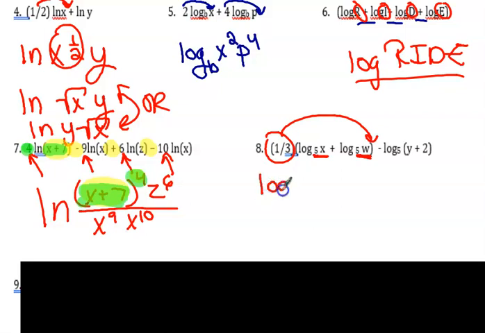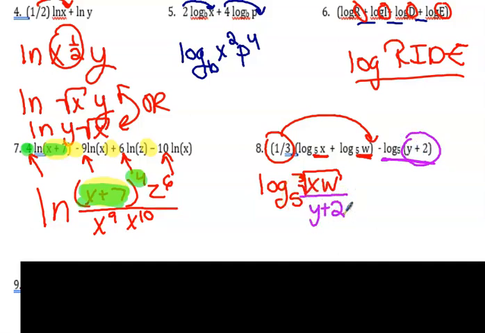So if I have log of 5 to the x plus the w, that means that they're multiplied, and then it says to the 1/3. So that means this whole thing is to the 1/3. So I'm actually going to cube root it. Okay? And then it says subtraction of this. Y plus 2 is one factor. So then this whole thing is going to be over y plus 2. All right? So that's the answer for number 8.